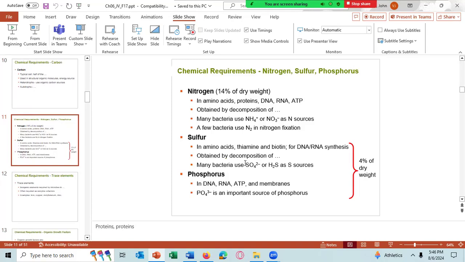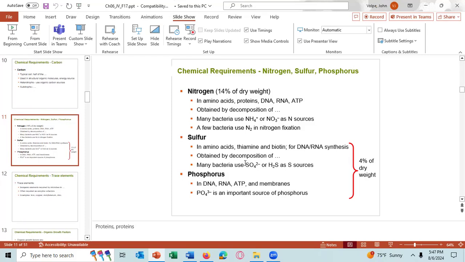Nitrogen, sulfur, and phosphorus, three other chemical requirements. Nitrogen is actually 14% of the dry weight of a cell. You don't really need to know that, but nitrogen is in amino acids, proteins, DNA, RNA, and ATP. Nitrogen is often obtained by decomposition of proteins, and that's where humans get most of our nitrogen from.